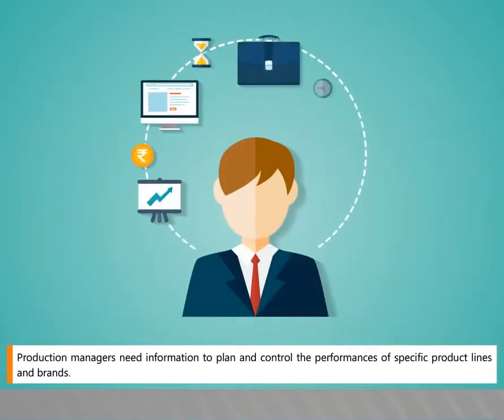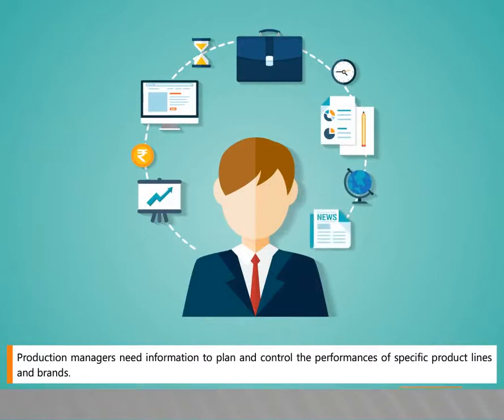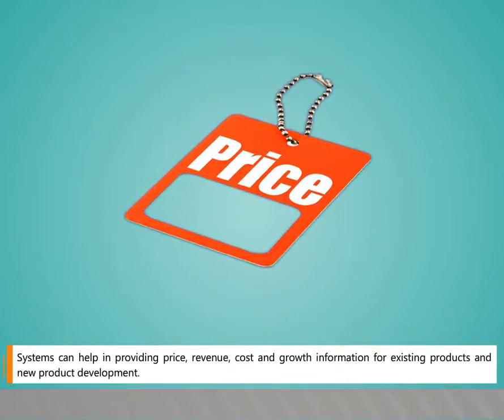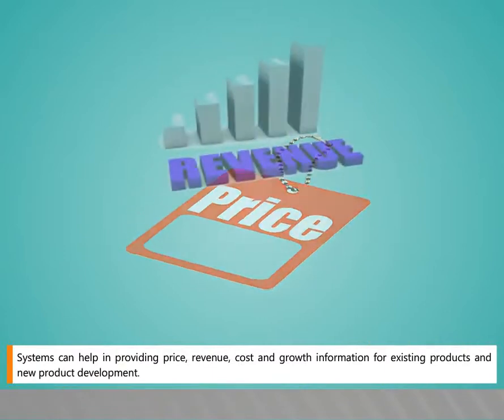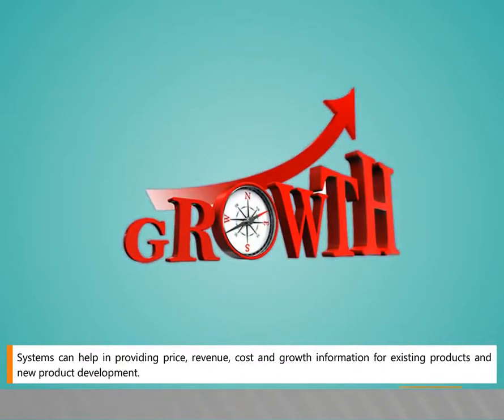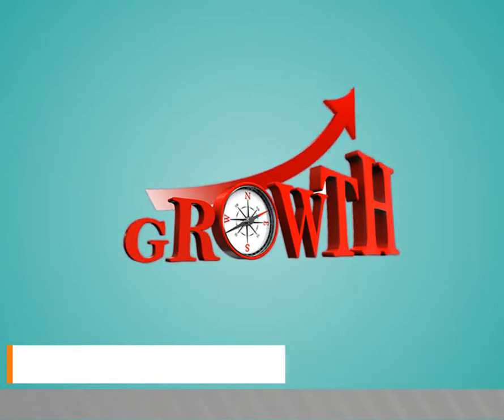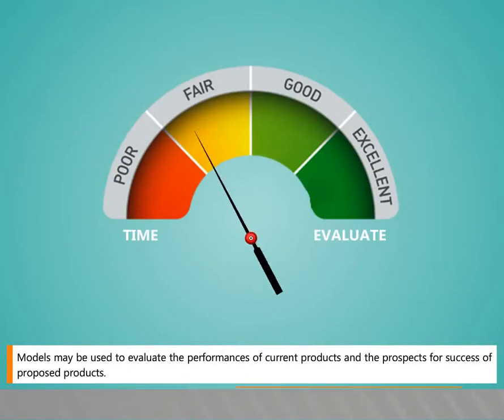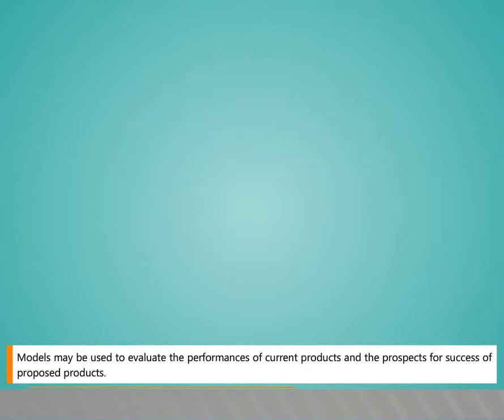Production managers need information to plan and control the performances of specific product lines and brands. Systems can help in providing price, revenue, cost, and growth information for existing products and new product development. Models may be used to evaluate the performances of current products and the prospects for success of proposed products.